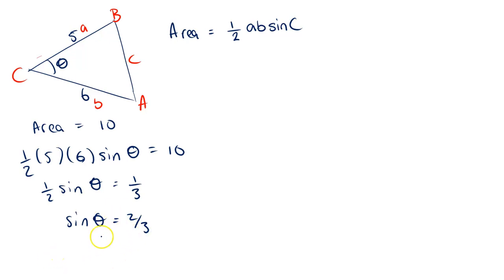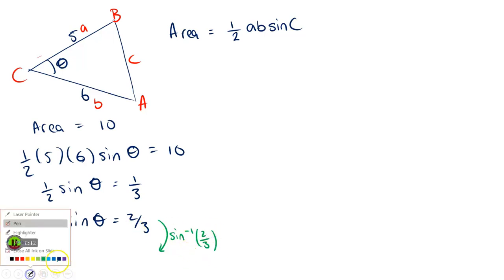Now the last step here, I want to work out what theta is. And so now we're actually going to be working backwards. So I know what sine of theta is equal to. To work backwards, to get inside the sine function, to work out what theta is, I'm going to use the sine inverse function. So sine minus 1, in this case, of 2/3, and that will get me what theta is. So in my case, theta is 41.81.